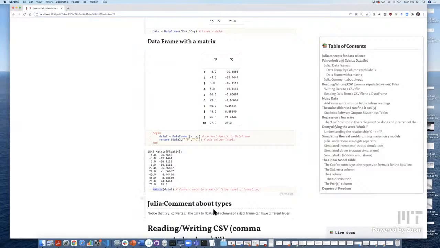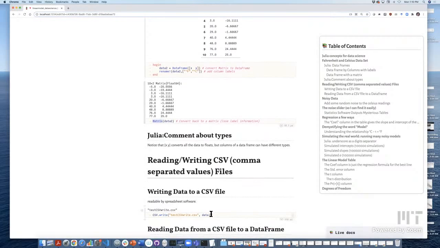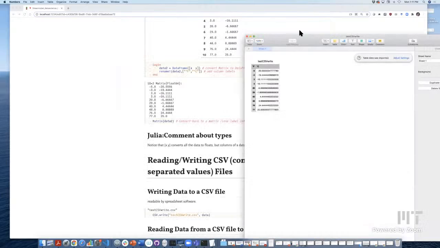If you're handling data, the simplest thing that you might want to be able to do is read and write it to a file, right? So let's go ahead and write this data to a file. This one here will actually write it to a file called testcsvwrite. And I can actually look at it here on my Mac and open it up with some spreadsheet-like program. And here you see that I get the very same data in this spreadsheet, right?